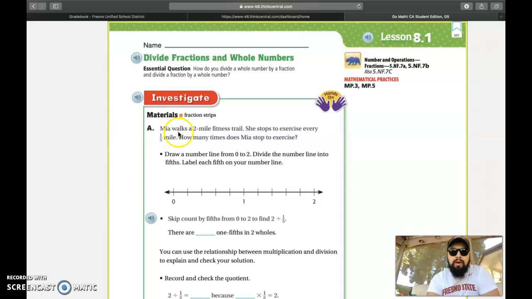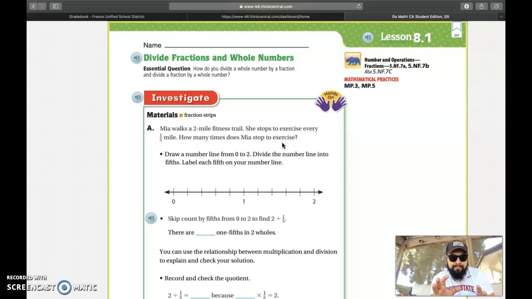It says Mia walks a 2-mile fitness trail. She stops to exercise every 1/5 mile. How many times does Mia stop to exercise? Okay, so two parts to this question. We know that she walked a total of 2 miles, and every 1/5 mile she stops to exercise.